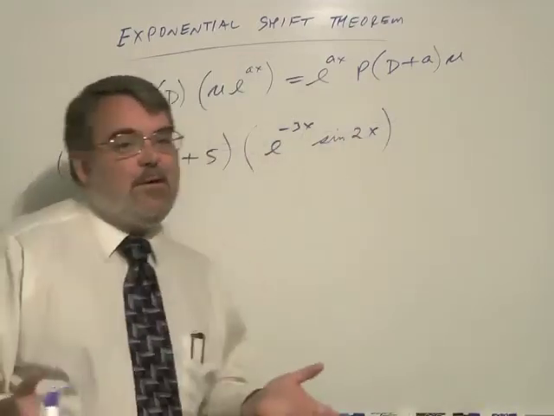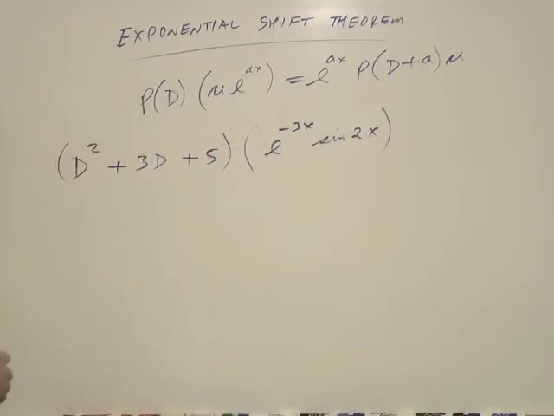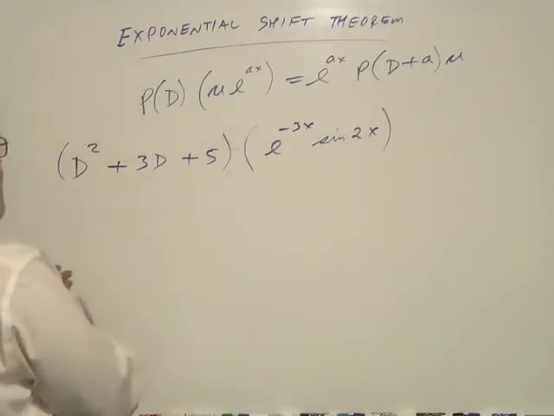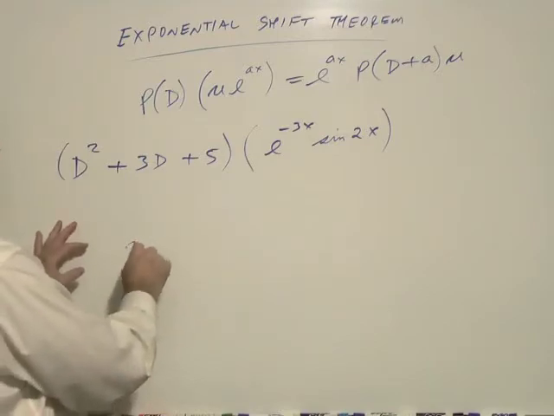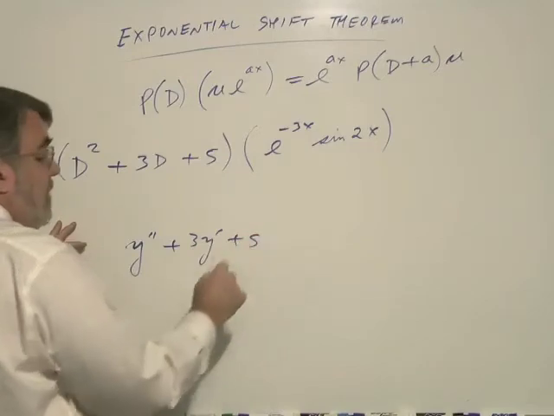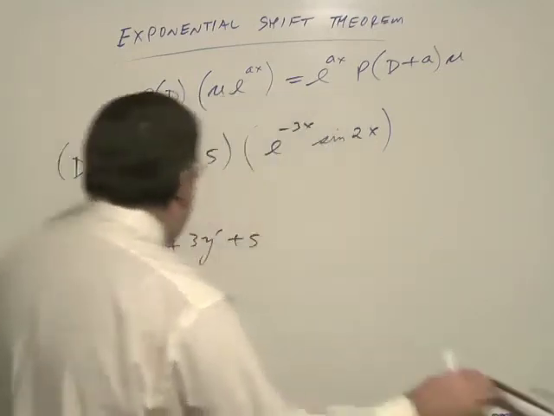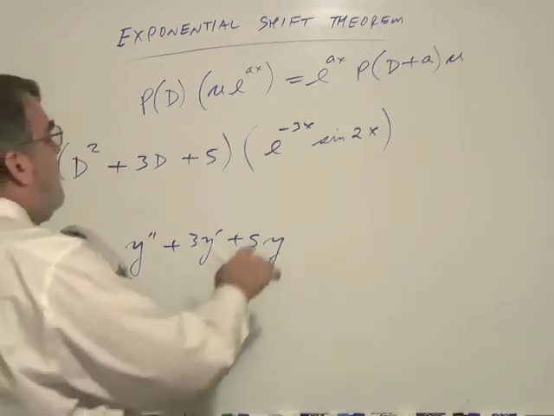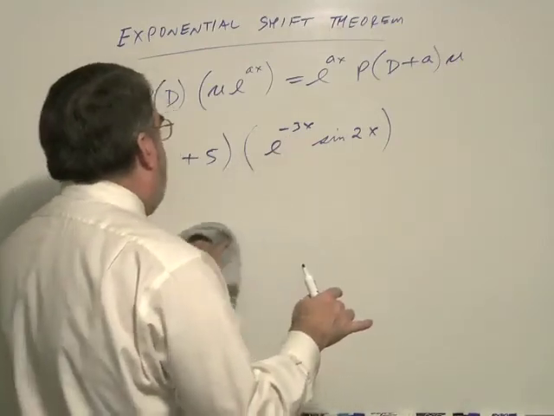Well, here's another, a little more elaborate example. I have a polynomial operator, D squared plus 3D plus 5, and that would be associated with y double prime plus 3y prime plus 5y. It's operating on this function, e to the negative 3x sine 2x.